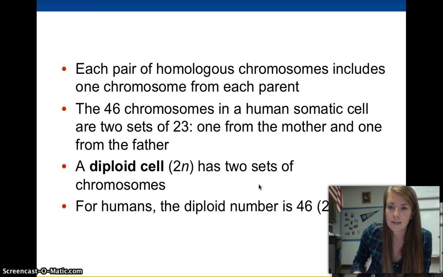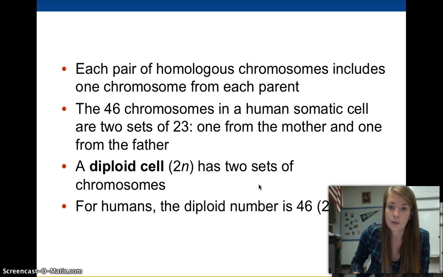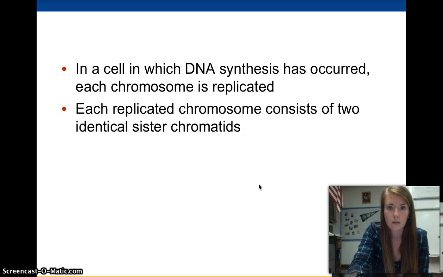So N means the number of chromosomes in any given species. In humans, it's 23. So if you're diploid, you are 2N, 2 times 23, you have 46 chromosomes inside of your cells. For humans, like I said, the diploid number is 46. 2N equals 46 because N equals 23.